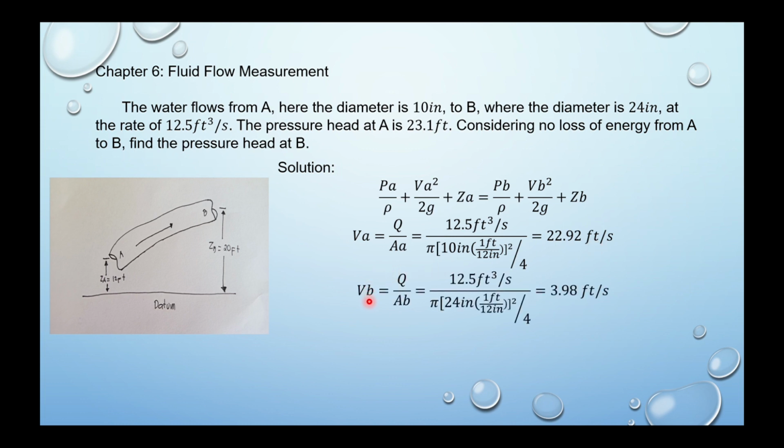Second, find the velocity at B. Velocity at B is equal to volume flow rate over area at B. So 12.5 cubic feet per second over pi times 24 inches. Inches, we need to convert into feet. So 24 inches times 1 foot over 12 inches, raised to 2 over 4. Then simplify. Our velocity at B is equal to 3.98 feet per second.